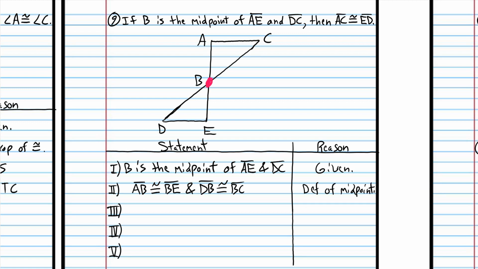If B is the midpoint of this segment and this segment, then that means by definition, this segment here must be congruent to this segment here, and this segment must be congruent to this segment, because again, that's just the definition of midpoint. It means that it cuts the segments in half. We can also say that angle ABC is congruent to angle EBD by the vertical angles theorem. So this angle must be congruent to this angle by the vertical angles theorem.